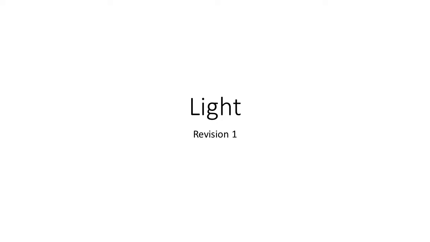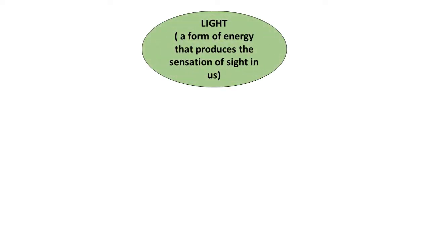Today, we are going to revise the concepts of chapter Light. Light helps us to see. Light is a form of energy that produces the sensation of sight in us. An object that gives out light is called a source of light.